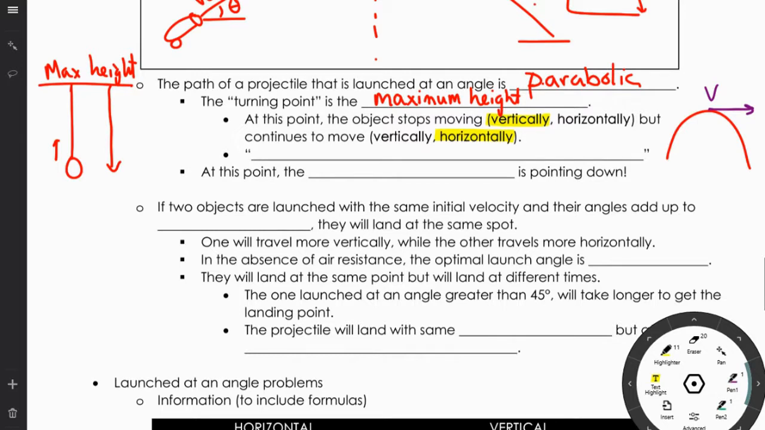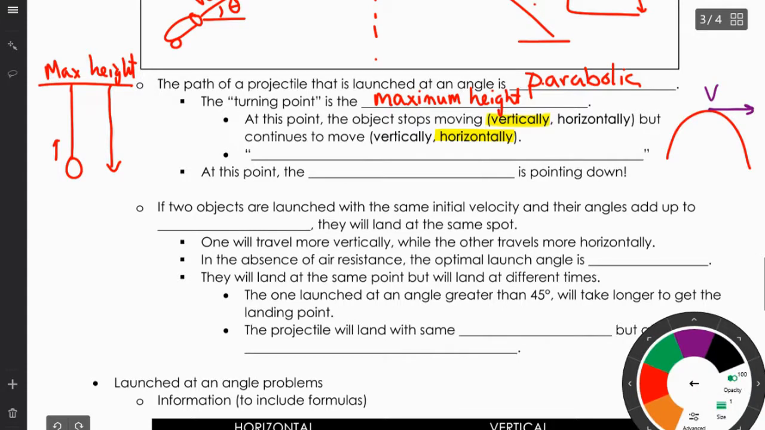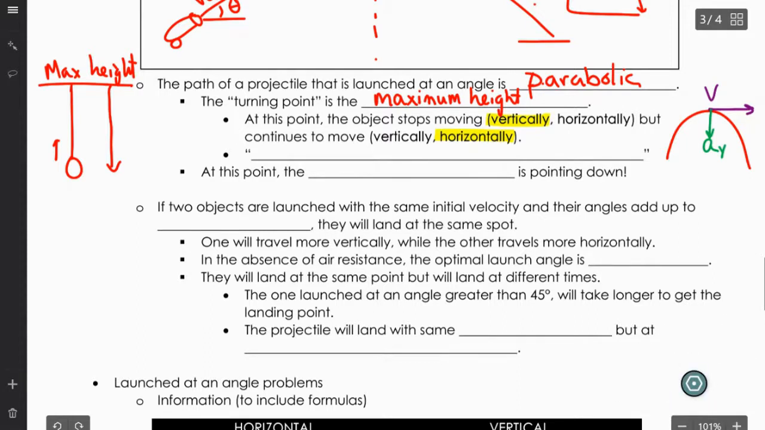Now, you do have to also remember another thing they may ask about, which is what is the acceleration at the top. The acceleration along the whole path is a sub y, really, which is negative 9.8, and that's true at any point. So if the acceleration also stopped here and the velocity stopped here, the object would just fall down.